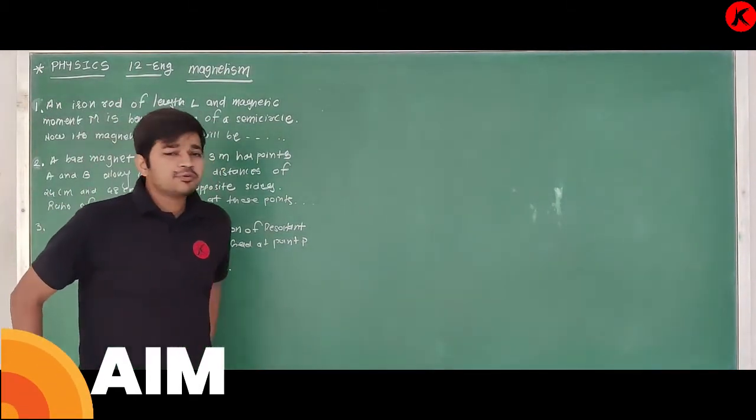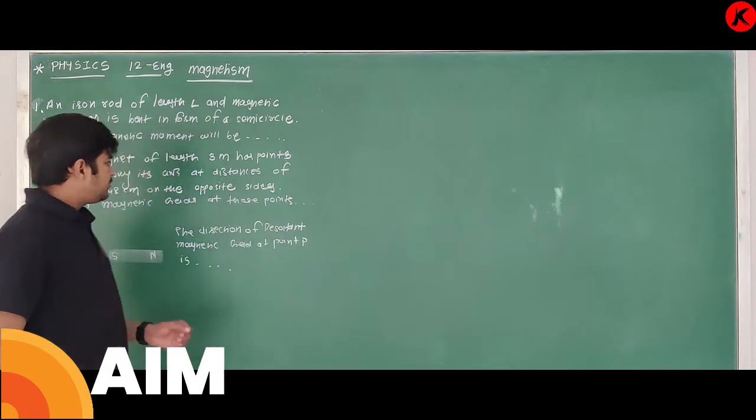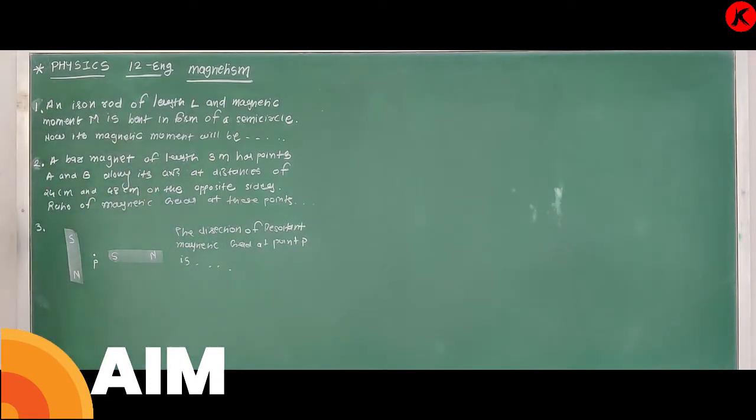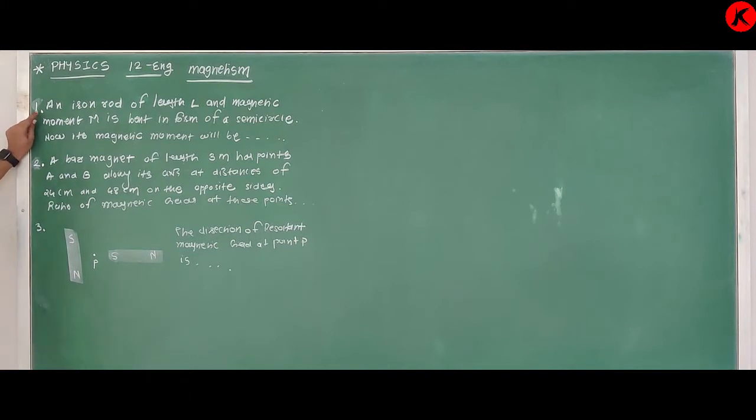Magnetism. In the last lecture, we discussed some equations. Now in this lecture, we will see some questions. First question: an iron rod of length L and magnetic moment M is bent in the form of a semicircle. Now its magnetic moment will be?